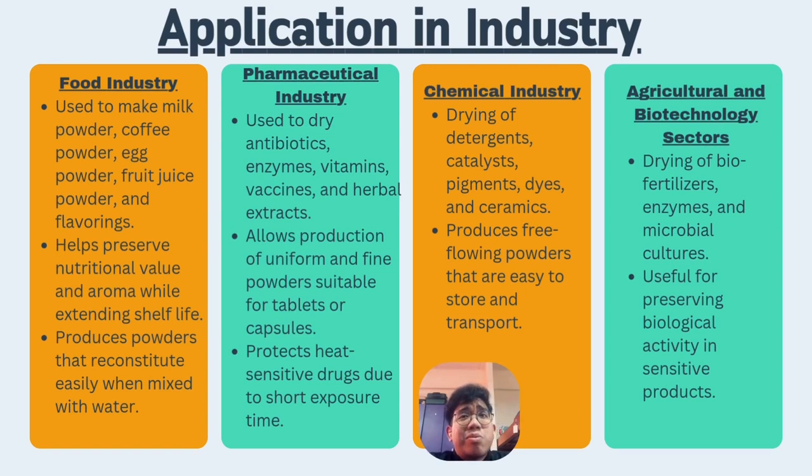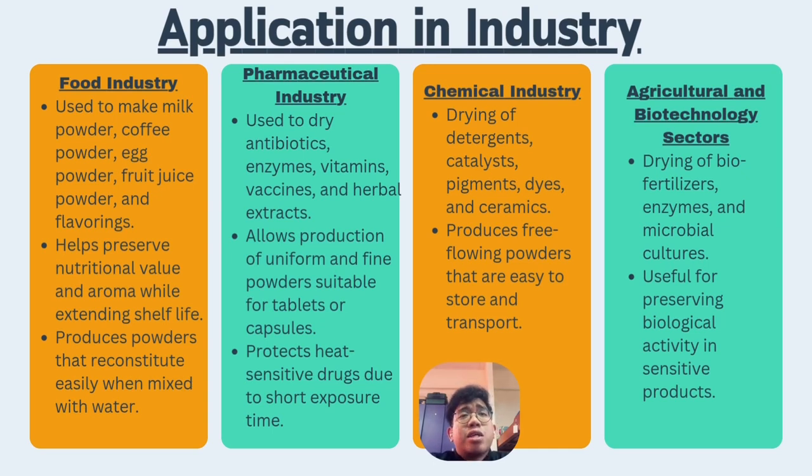Second, the pharmaceutical industry. We can use it to dry antibiotics, enzymes, and vitamins. This allows production of uniform and fine powder suitable for tablets or capsules. It also protects heat sensitive drugs due to short exposure time. For the chemical industry, it is used for drying detergent, catalyst, and pigment. It also produces free-flowing powders that are easy to store and transport.